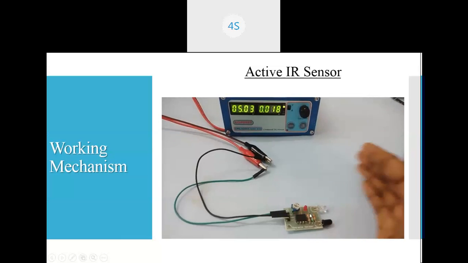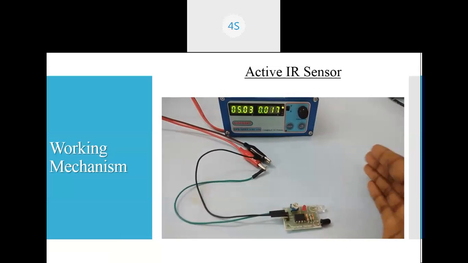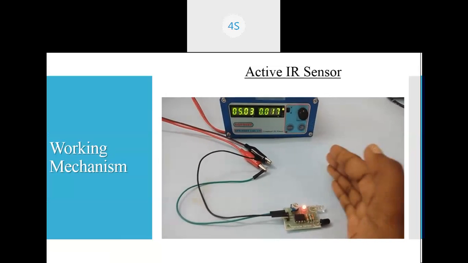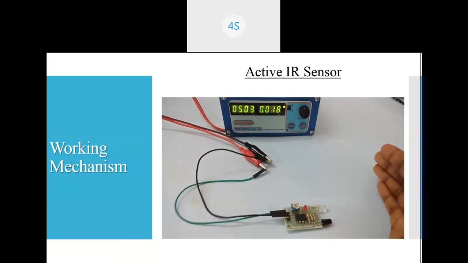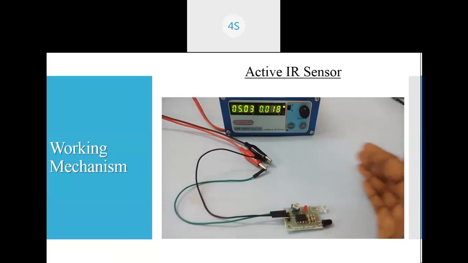So here is a GIF to help you understand the mechanism of an IR sensor. Here you see the white bulb is the IR LED and the black one is the IR photodiode, and this LED bulb is the output LED. When there is no object, that is the hand, it does not glow. But when the person keeps their hand there, it starts to glow, which indicates that there is some source of fire in it.